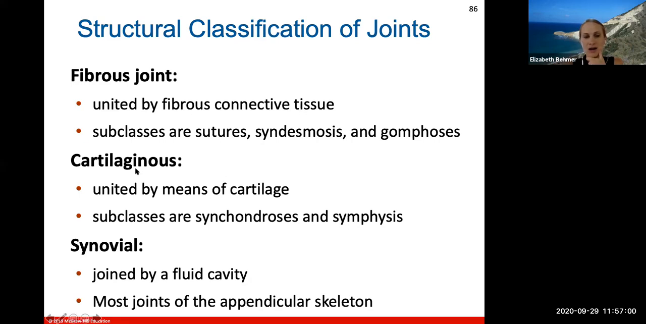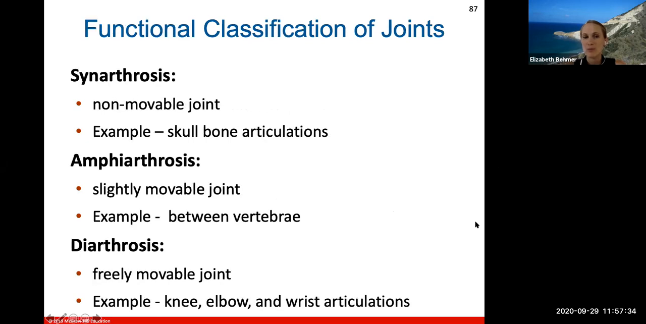Cartilaginous joints are united by cartilage. They can be synchondroses or symphyses. The pubic symphysis that connects your two pubis bones together is a cartilaginous joint. And a synovial joint is just a joint that's joined by a fluid-filled cavity. These will be most joints of your appendicular skeleton. They're all synovial joints, meaning there's a fluid-filled cavity around these joints, and that just helps for protection and gives your appendicular skeleton the ability to move with more range of motion.